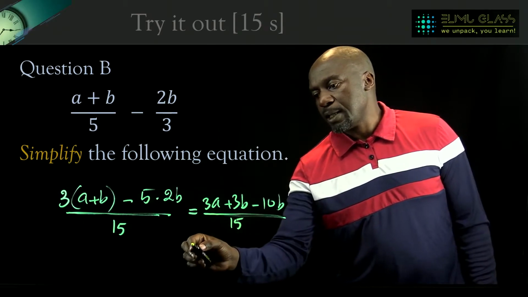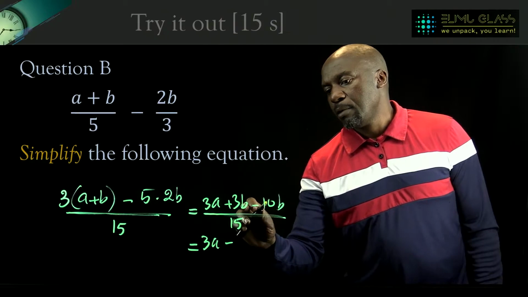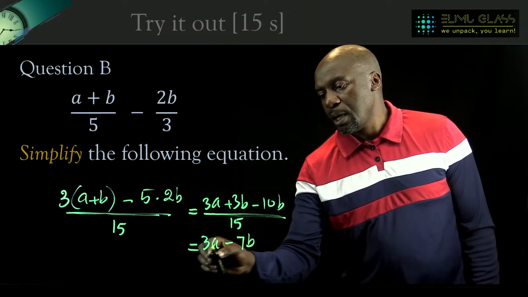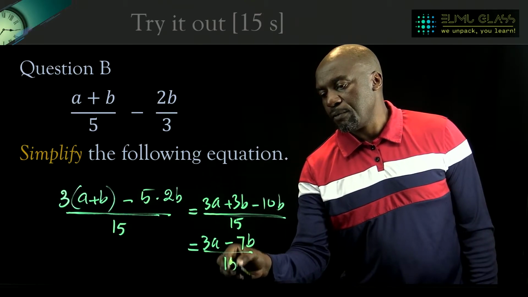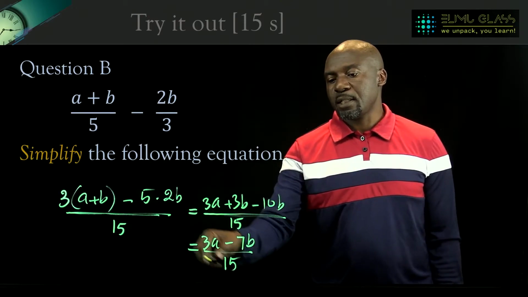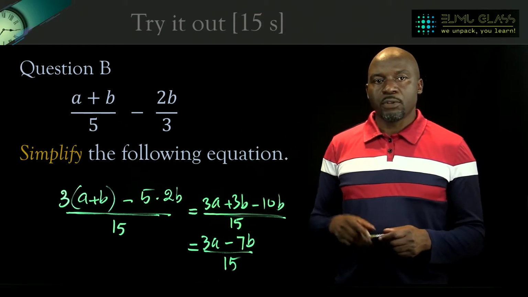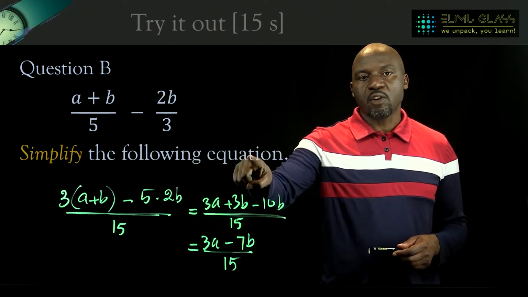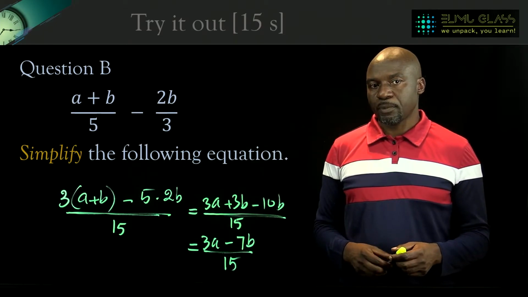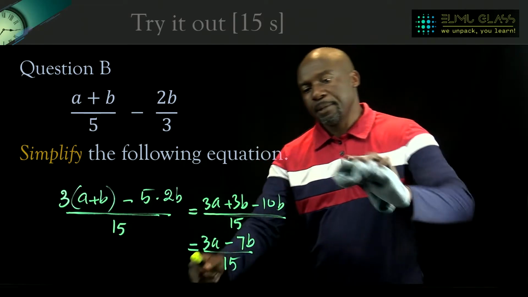If I simplify this, I get 3a plus 3b and negative 10b, which is negative 7b, everything over 15. And that is the result or the answer we get when we simplify that expression. So that's not really simplifying an equation, it's actually simplifying an algebraic expression. Okay, that's the way to go about it. We'll look at the next.